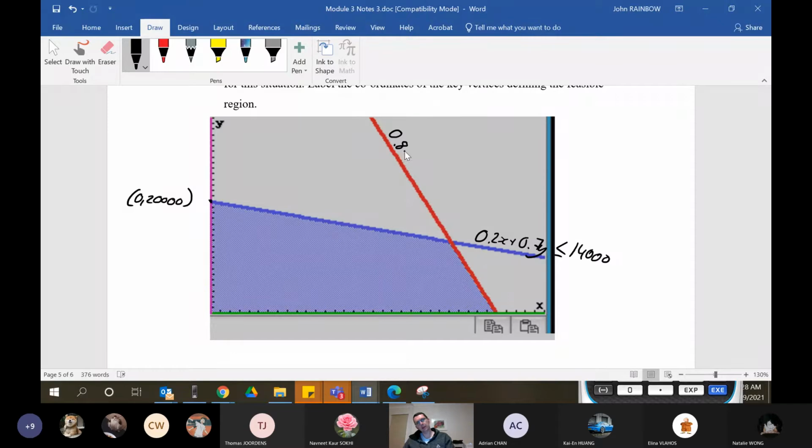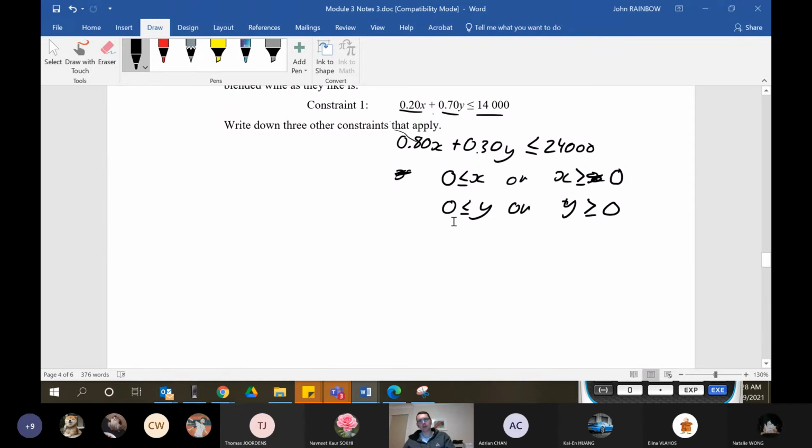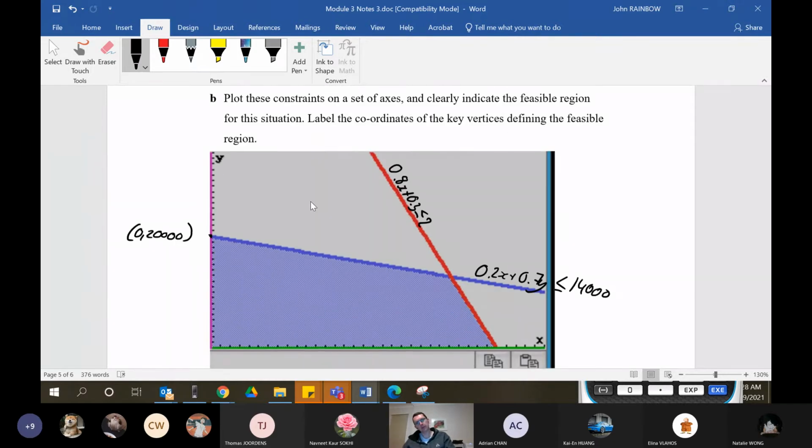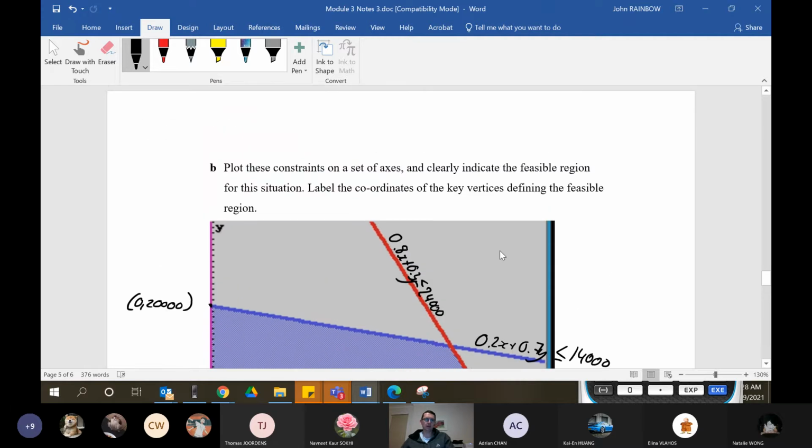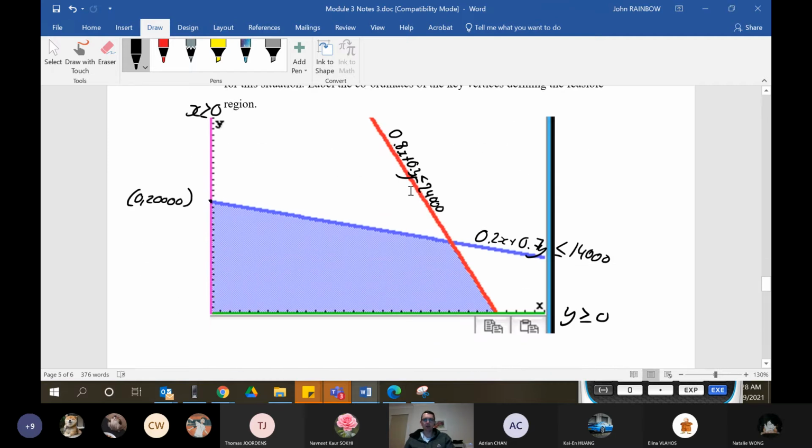If it says label the graphs with their inequalities, then that's what you've got to do. Was it 26,000? 24,000, 0.8x plus 0.3y. Oops, and that should be y. Okay. Then you've also got y needs to be greater than or equal to 0. And you've also got x greater than or equal to 0, which is along there. Okay, let's find the point of intersection.